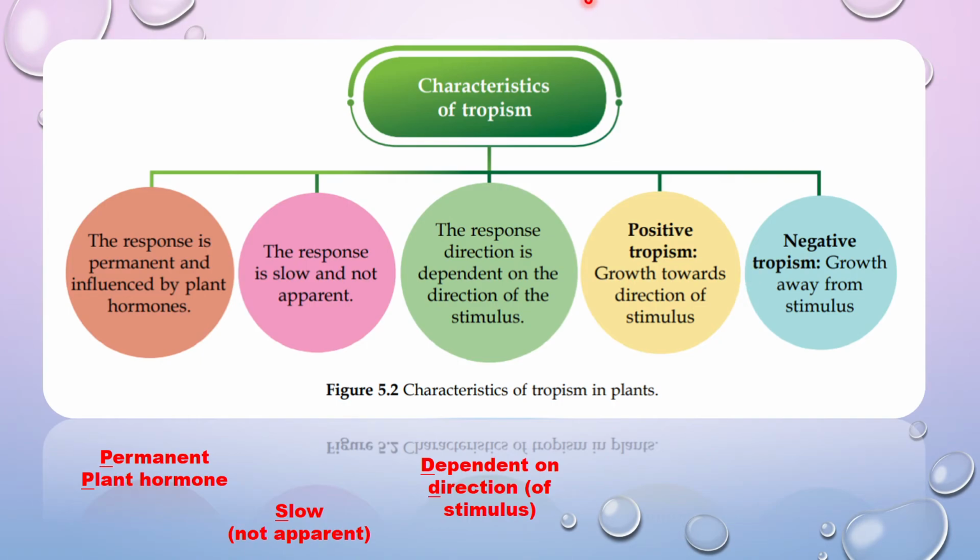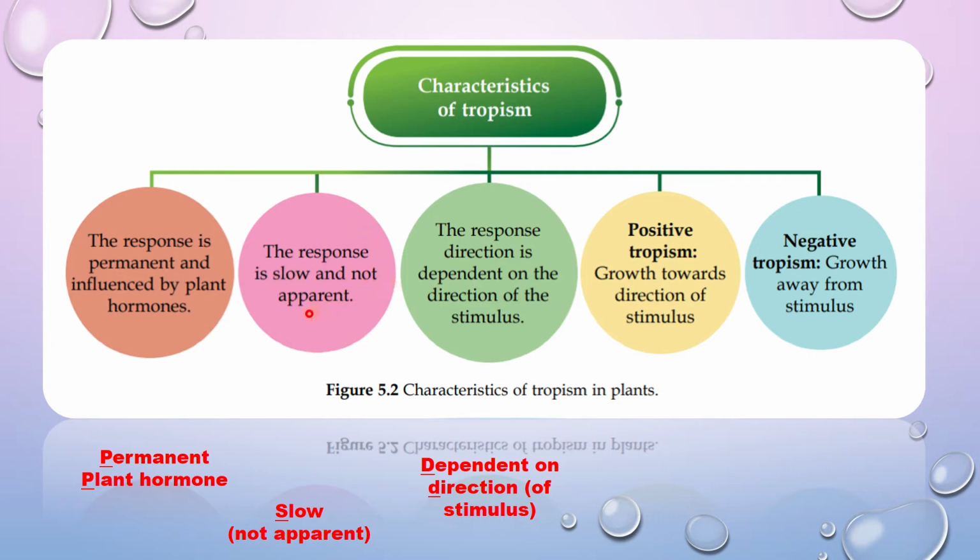Let's look at the general characteristics of tropism. First, the response is permanent and it is influenced by the plant hormone. The second characteristic is that the response is slow and therefore it is not apparent because of the slow response.